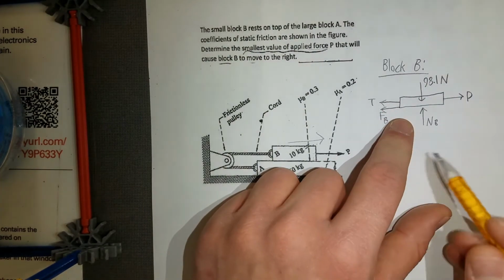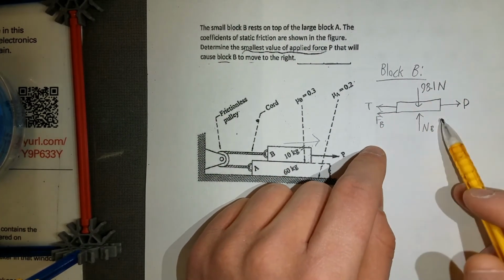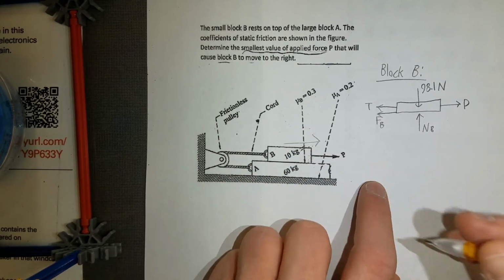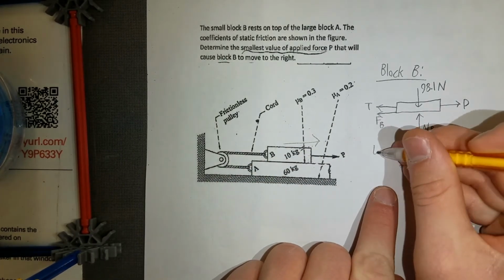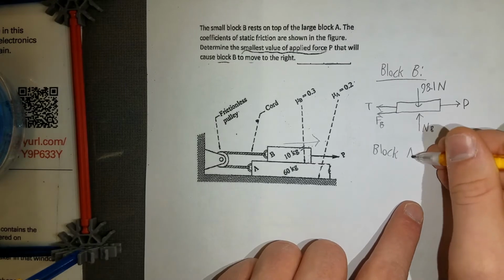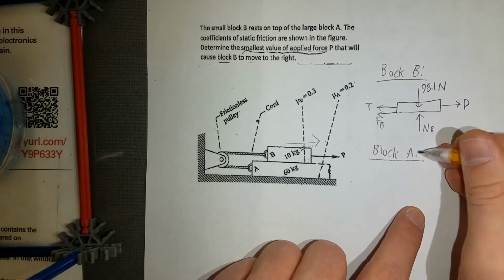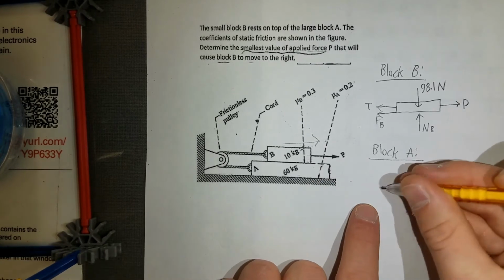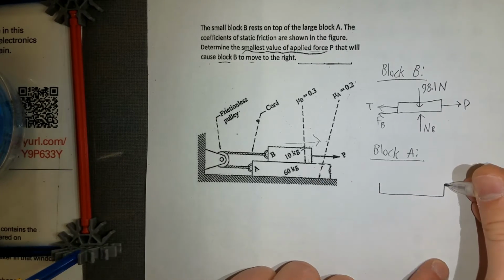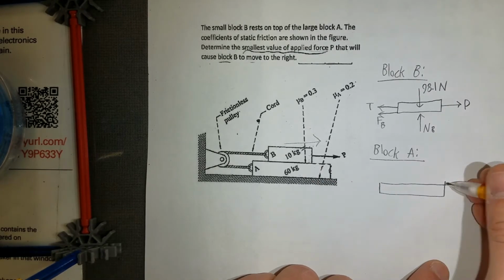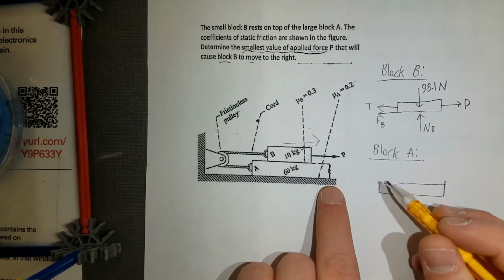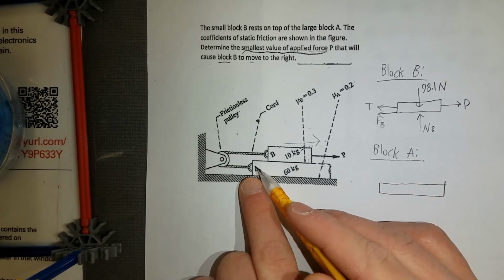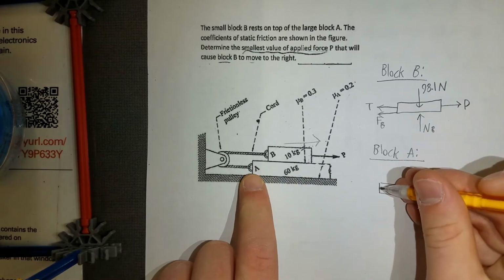So anyway, this is our block B with all of our forces acting on that. Next, we can draw the free body diagram for our block A. And so for block A, what we've got acting on it, we can go ahead and draw the rectangle here. On the rectangle here, we are going to have the tension force again acting to the left where the rope is attached.